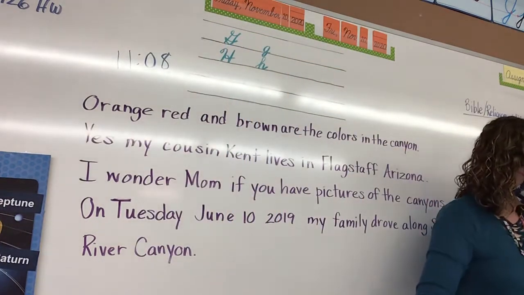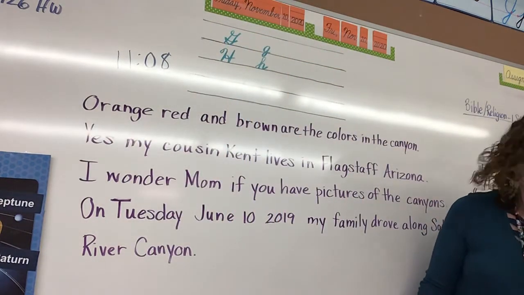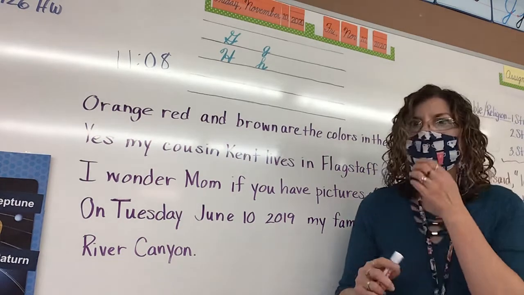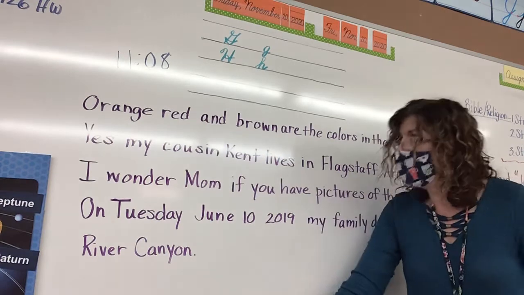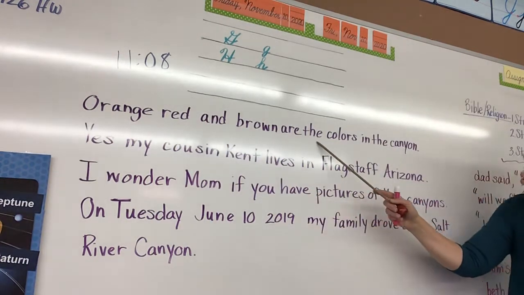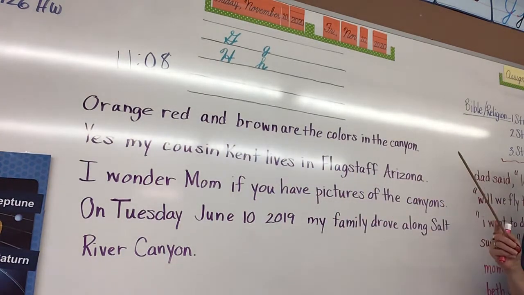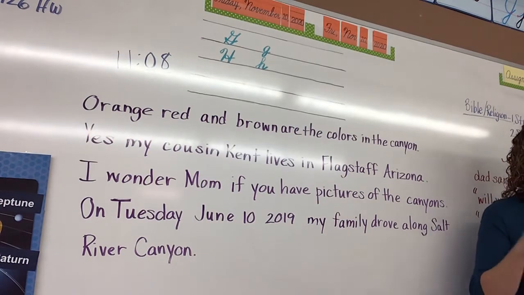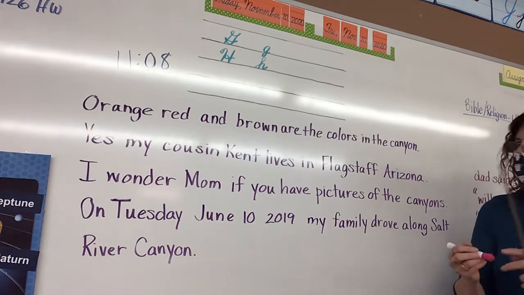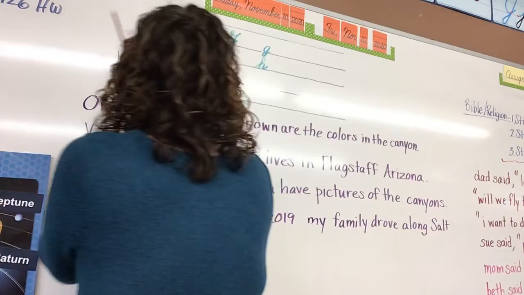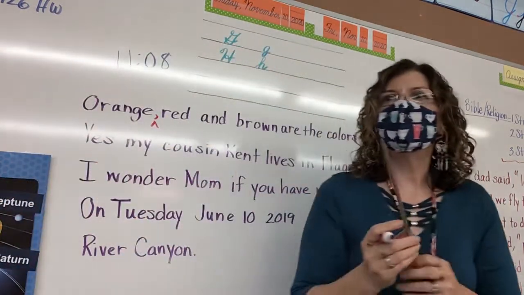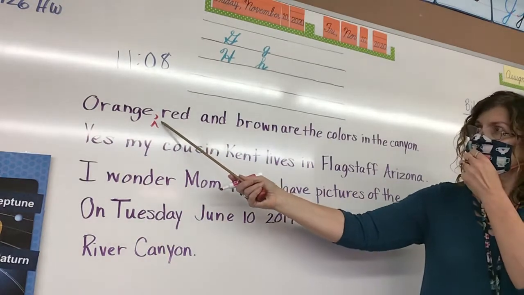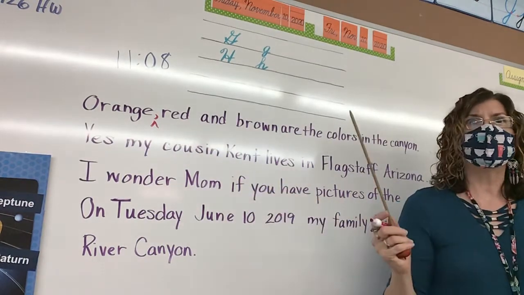Okay, so eyes up here, and we are going to put commas in these sentences. So the first sentence, read it with me, says, orange, red, and brown are the colors in the canyon. So we're going to put one comma. Just tell me one comma. After orange. After orange. The rule? Words in a series. Words in a series. Very good. So insert a comma after orange because this is part of words in a series.